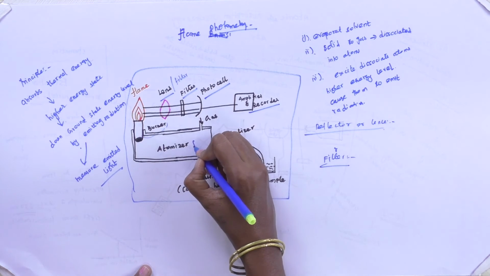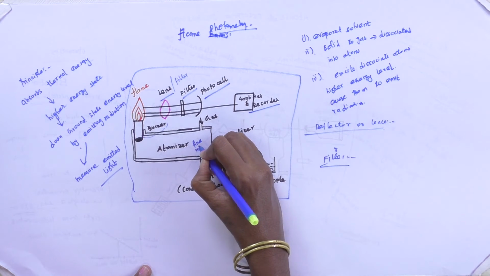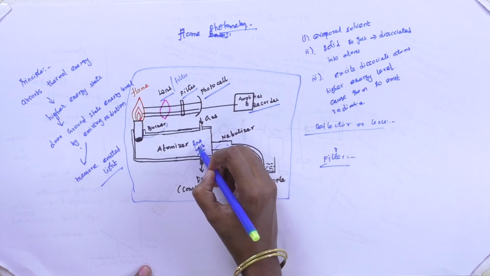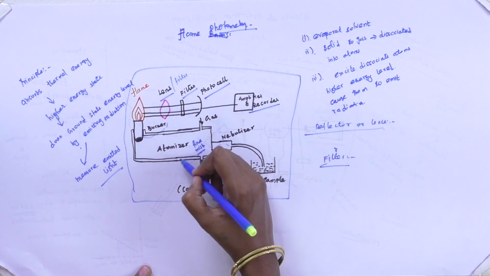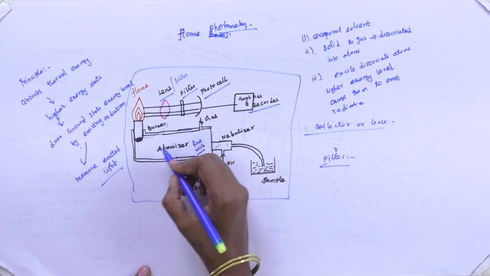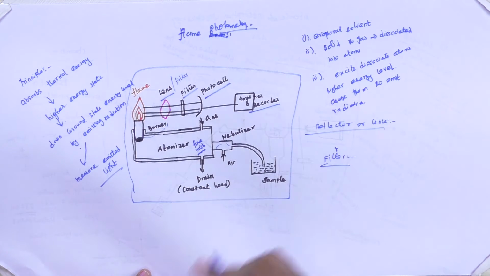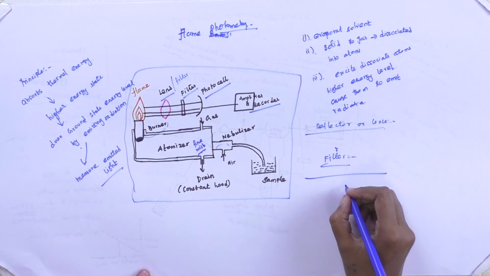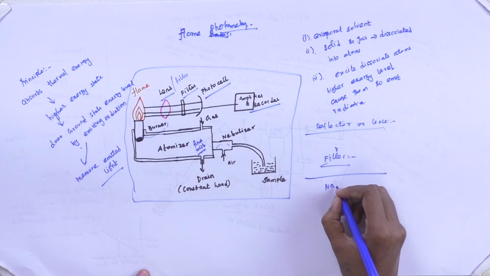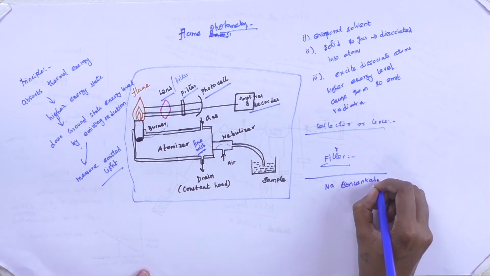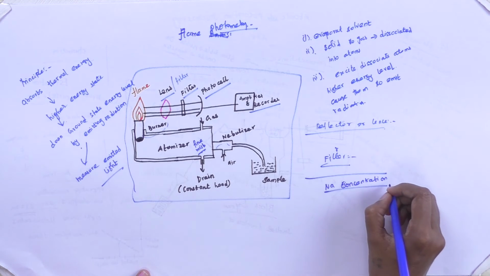Here a fine mist is formed in the atomizer, and the air and sample mixture is then sent to the mixing chamber, where it mixes with fuel and is burnt in the burner. Next, by using a flame photometer, we are measuring sodium concentration, because it is widely used in table salt and for many other purposes.